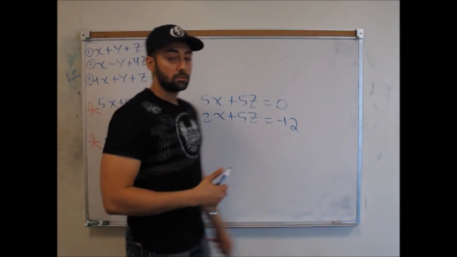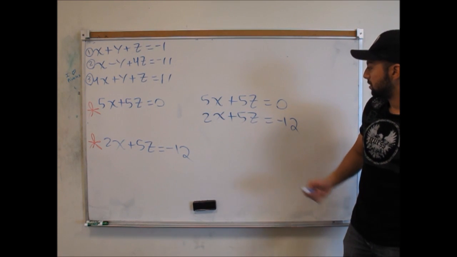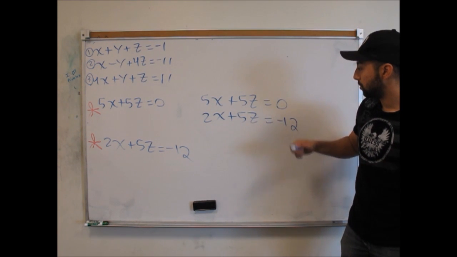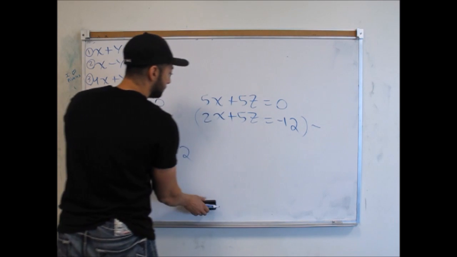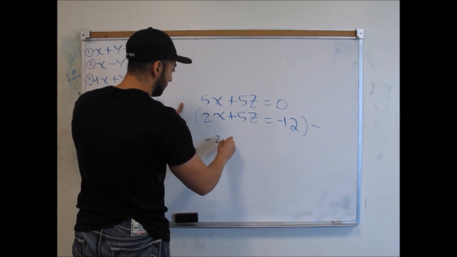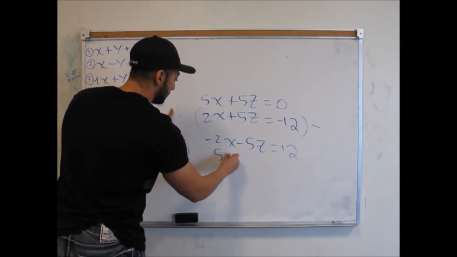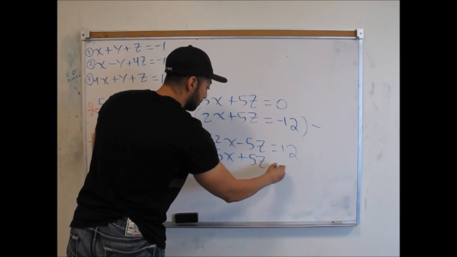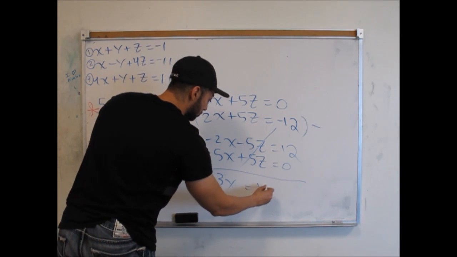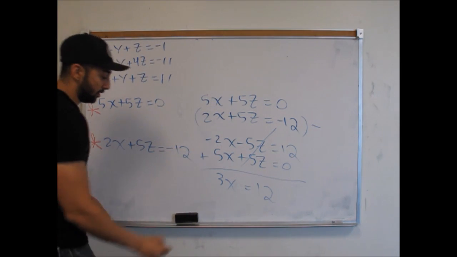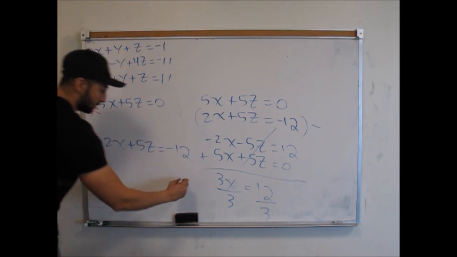Here it's just like old times. You're going to cancel out any variable you'd like. It looks like the easiest would be to cancel the z's. So I'm going to multiply a negative to either equation. It doesn't matter which one, so I'll do this bottom one, multiply by a negative. Doing that, we get -2x minus 5z equals +12. Bringing this down because I didn't do anything to it: 5x plus 5z equals 0. Adding these equations, I get 3x, the z's cancel, and you get 12. 3 goes into 12 4 times, so I'm going to divide by 3. We get that x is equal to 4.